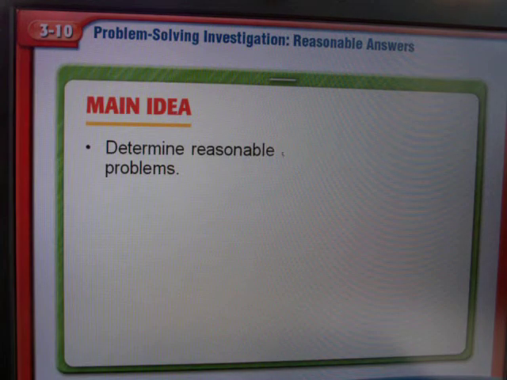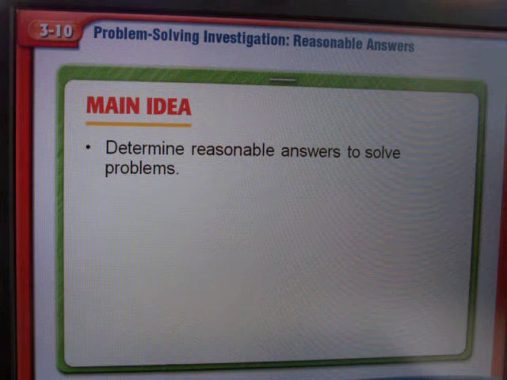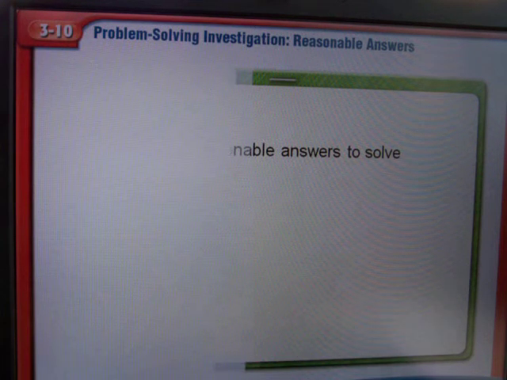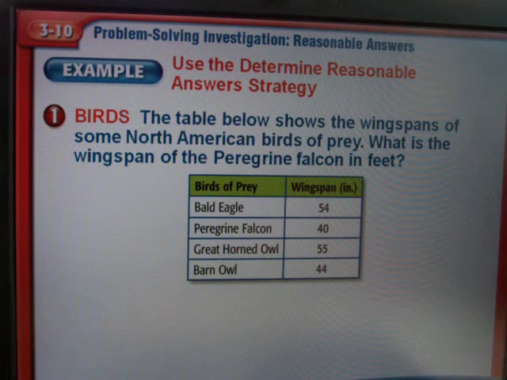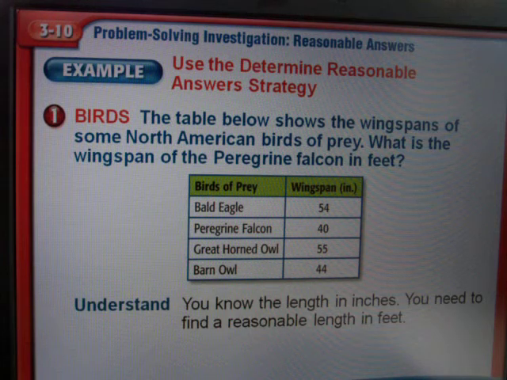Alright, so now dealing with problem solving today, we're going to determine reasonable answers to solve problems. Now the table below shows the wingspans of some North American birds of prey. What is the wingspan of the peregrine falcon in feet? It gives it to us in inches, but we need it in feet. So if we take the wingspan of any of these birds, take the inches, divide by 12, that will tell us how many feet. So we know the length in inches, we need to find the reasonable length in feet.